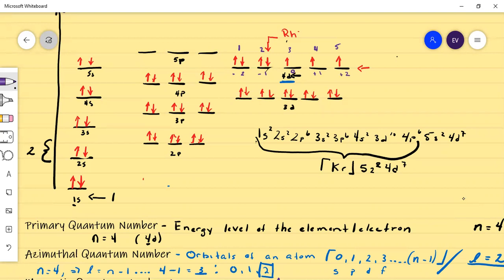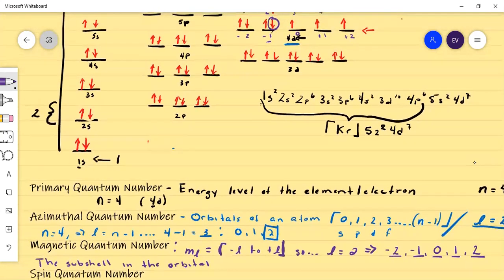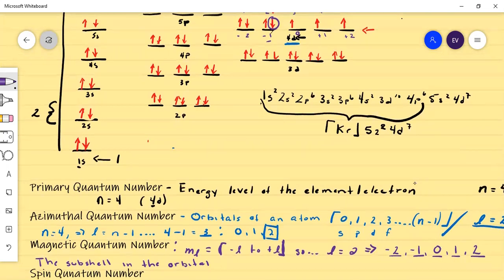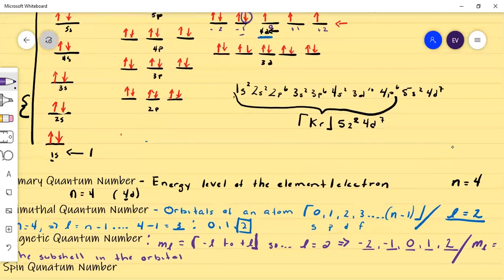Once you've done the electron configuration, you should be able to identify which of the 5 subshells houses the electron that represents the element. So when you're looking at rhodium, this is the electron that represents rhodium. And if you look at the subshells, this electron resides in subshell -1. So the magnetic quantum number for rhodium is going to be M sub L equals the -1 subshell. Okay, that's how those work.